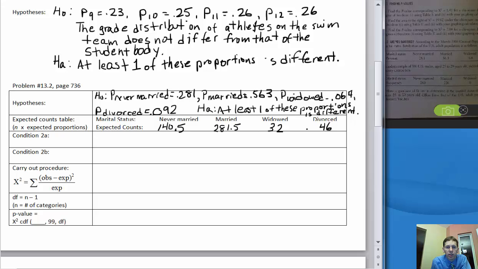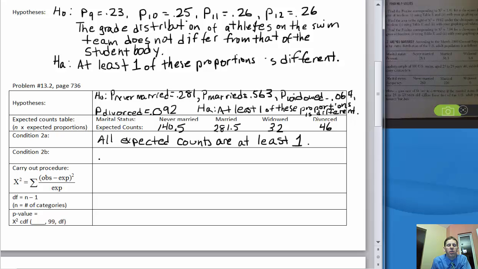Again, how do we generate these numbers? We're going to take each of these observed proportions, each of these percentages, and multiply each of these numbers by 500. That's where these numbers come from. For condition 2a, what we need to check is that each of these values here is at least equal to 1, and that's true.